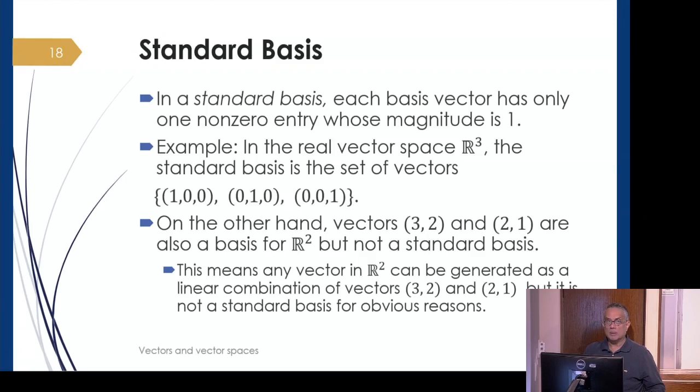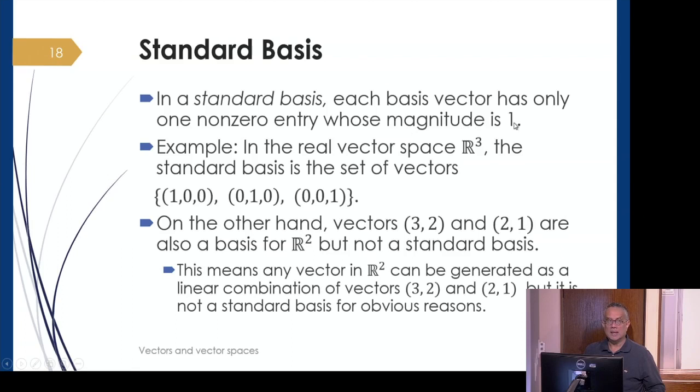You can think of what is intuitive, the 1, 0, 0, 1 basis, as what we call a standard basis. So in three dimensions, it would be 1, 0, 0, 0, 1, 0, 0, 0, 1. So a standard basis is a basis where every vector in it has exactly one element with the value 1 and everything else with the value 0.